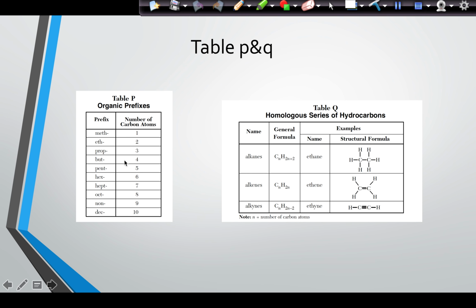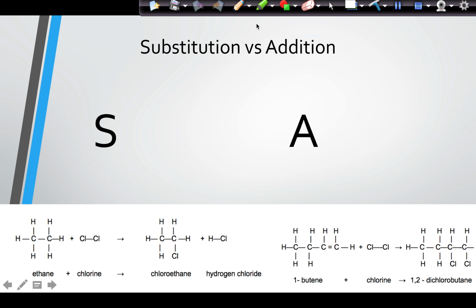Tables P and Q have our prefixes. These prefixes are always for the numbers of carbons, and alkanes, remember, have all single bonds and are saturated. Alkenes and alkynes, oops, I'm coming off the screen here, but are unsaturated because of the presence of a double or a triple bond. You need all single bonds to be saturated. Remember that saturated, that has all single bonds, undergoes substitution.